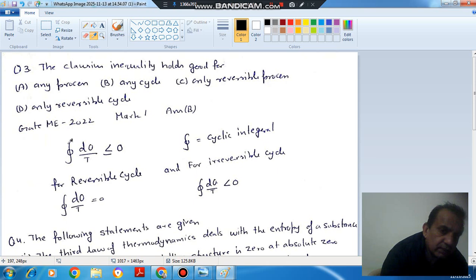So we know that the cyclic integral of dQ by T is less than or equal to 0. That is your Clausius inequality. For a reversible process it is equal to 0, and for an irreversible process it is less than 0. So it is valid for any cycle, any closed cycle. So the answer is option B.